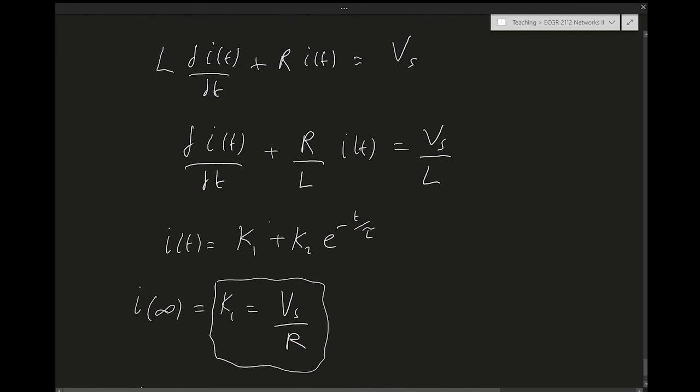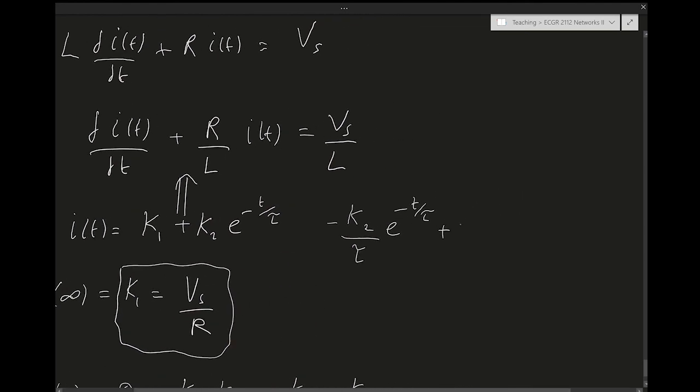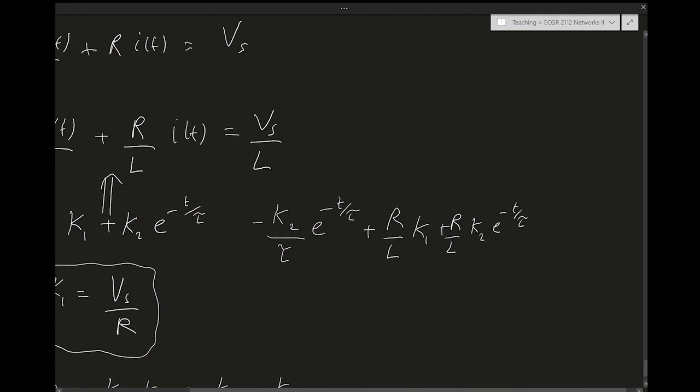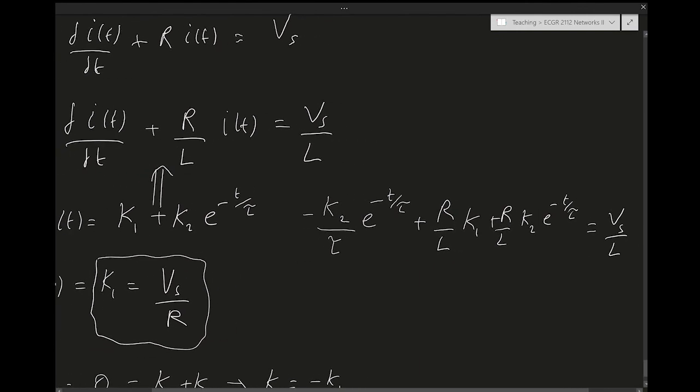To find tau, we said we plug the general form back into the differential equation, and dK1 over dt is 0, and then I get K2 times minus 1 over tau e to the minus t over tau, right? Plus R over L K1 plus R over L K2 e to the minus t over tau equals Vs over L, right? But then I know what K1 is. K1 is Vs over R.